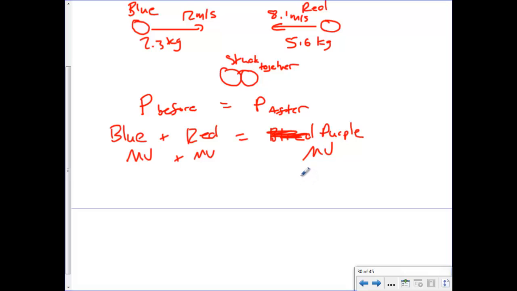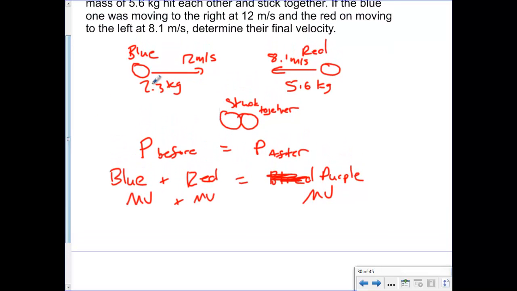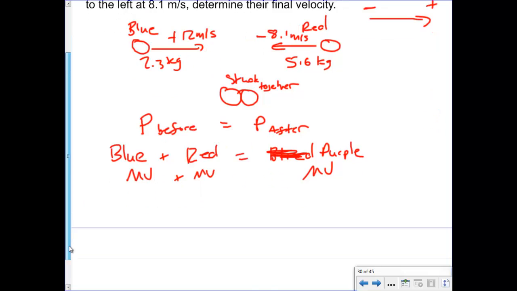Okay, so the mass of the blue one plus the mass of the red one is going to have to equal the mass of the purple one, because blue and red mix together now. So, one more thing I got to do. I got to figure out which way is going to be positive and negative. So why don't I go with the blue being positive and then the red being negative. It wouldn't hurt just to make sure that I know that that's positive and that's negative. Does that make sense? Because we have to keep track of directions.